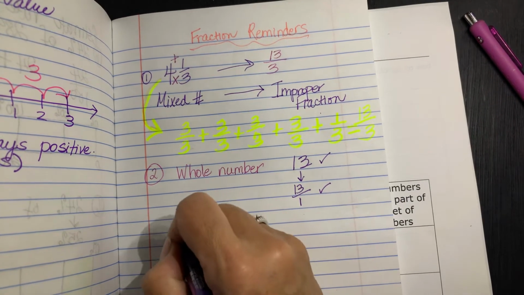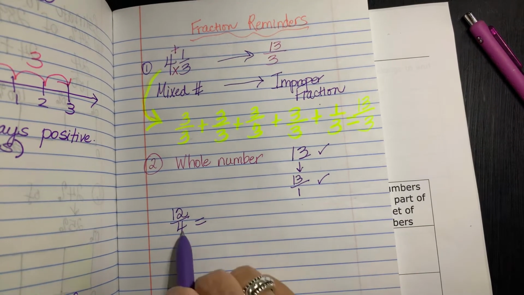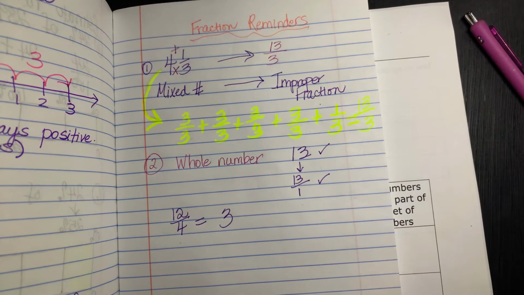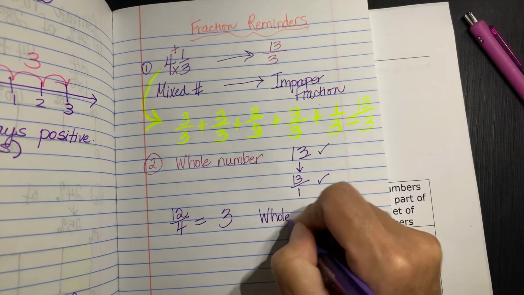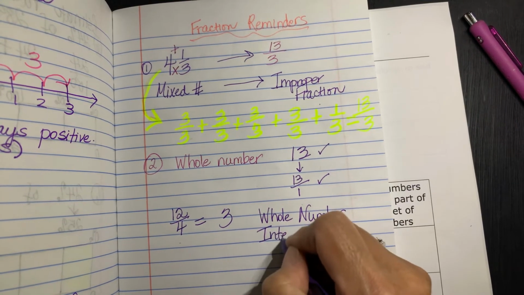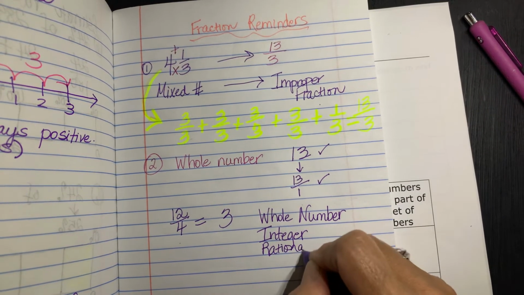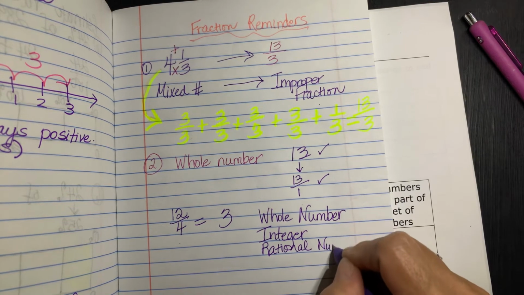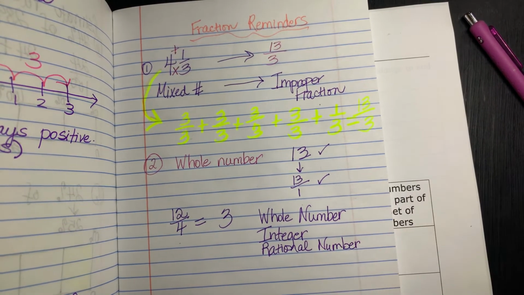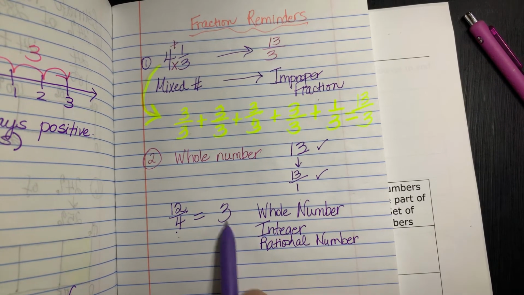What if you had 12 fourths? 12 fourths would be rational, but what's 12 divided by 4? It's 3. So 3 would be a whole number, and it would also be an integer, and it would also be a rational number. Sometimes people would just look at that 12 fourths and go, oh, it's only a rational number. But that's not true, because when you solve it, you get a whole number. You get an integer, and it's also a rational number.